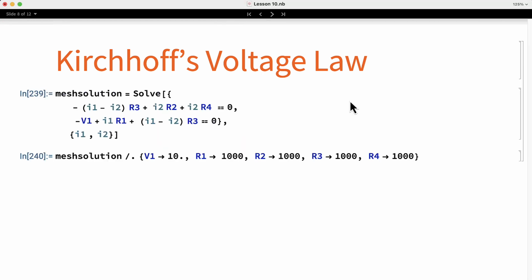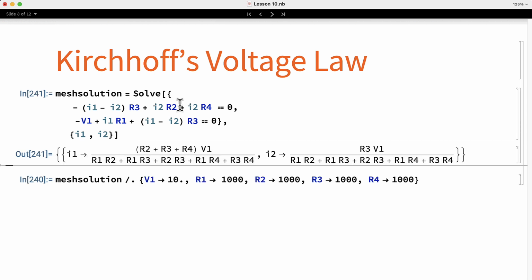We can easily solve those equations using the Wolfram language. Here I'm using the function Solve that will produce a symbolic solution for these two equations. Here are the equations, they are provided as input, and the variables that we want to calculate are I1 and I2. After evaluating this command, here we can see the symbolic results.